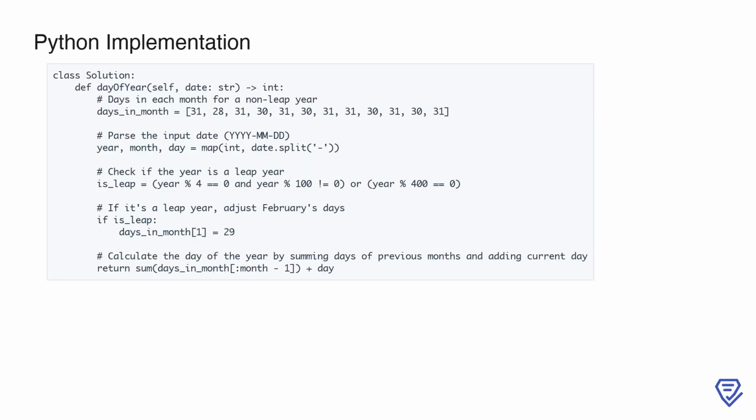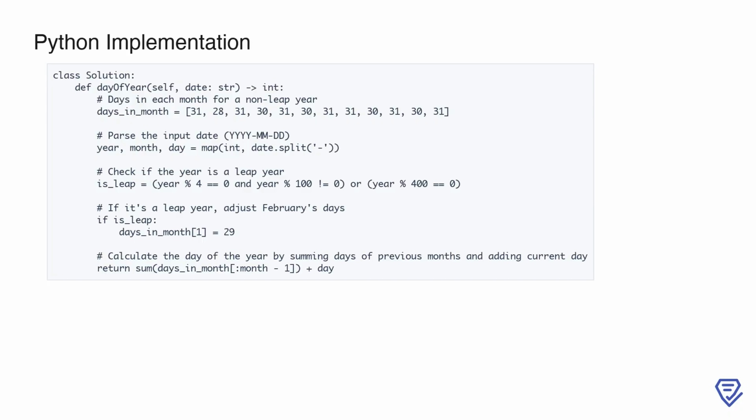This Python implementation calculates the day of the year for a given date, accounting for leap years. First, we define the day of year function within the solution class. The function takes a string date in the format yyyy-mm-dd. To start, we define a list days_in_month, which contains the number of days in each month for a non-leap year. Next, we parse the input date string into integers for year, month, and day using Python's map and split functions. This allows us to easily work with the individual components of the date.